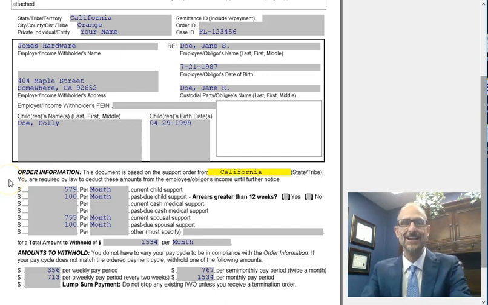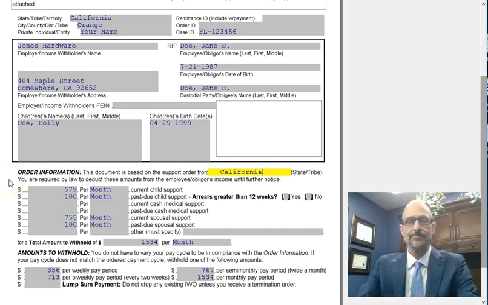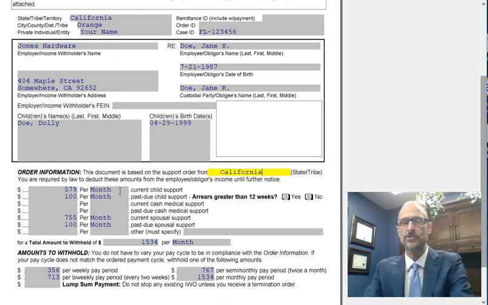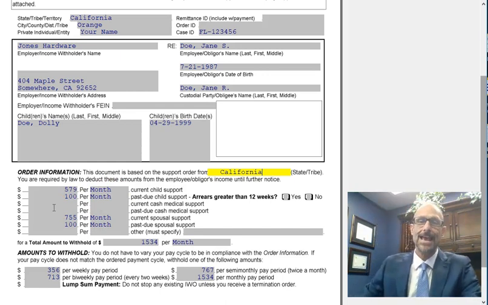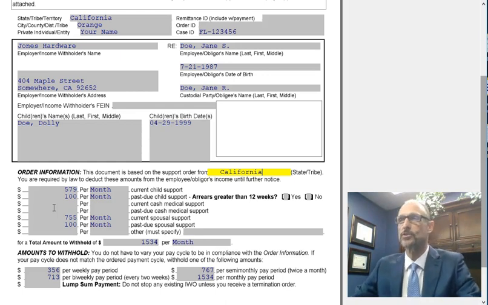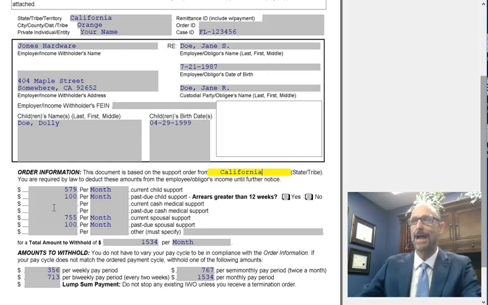Then the next set of boxes, you're only going to fill in the ones that apply. If you got a child support order, and in this one I have examples. Let's say, for example, there have been orders for child support in the past, so they owe back child support. And let's say there have been orders for spousal support, and they owe back spousal support.